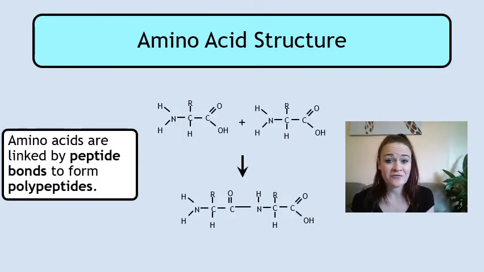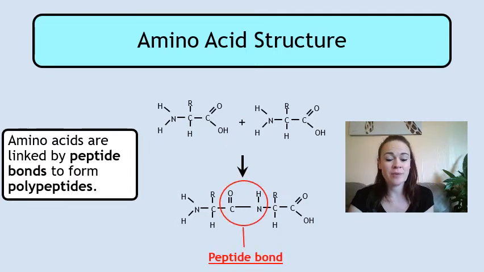There are many different types of amino acids, I think 21. They all have a similar structure, but are slightly different in terms of the R group, which we'll go into later. Now, amino acids are joined together to make a polypeptide chain by peptide bonds. So poly, many, peptide bonds.